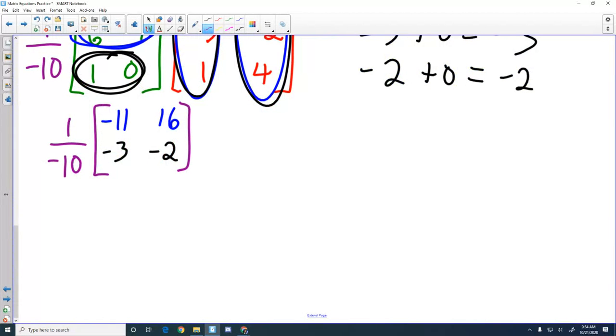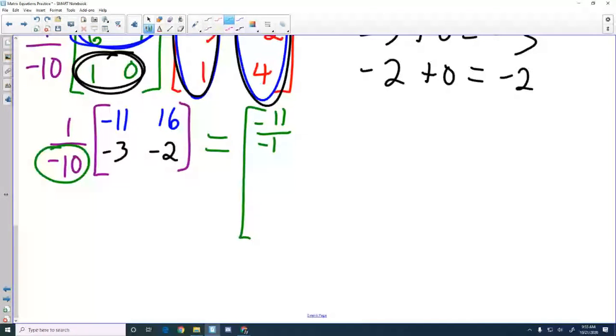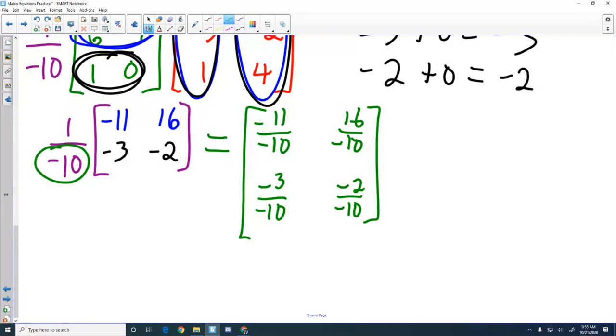So at this point, it is nice and easy to just distribute in this 1 over negative 10. You're just going to divide each element by negative 10 and simplify if you can. So you're just going to write all of these as fractions. So you have negative 11 over negative 10, you have 16 over negative 10, negative 3 over negative 10, and negative 2 over negative 10. So that's me just distributing in that 1 over the determinant. And then we're just going to simplify every one of these elements.